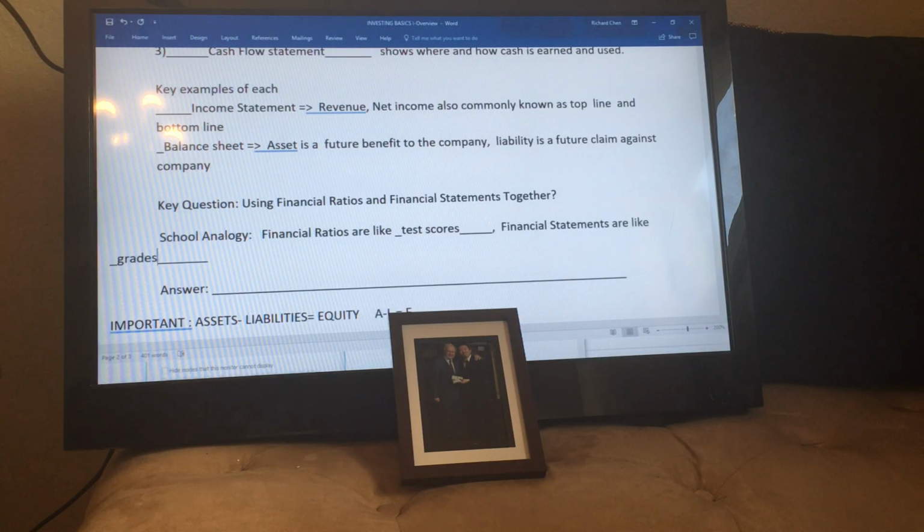So you need both, just like a company needs both. The test score is often a specific number, just like a ratio is a specific number. Financial statements, just like grades or report cards, often contain a lot more. There are numbers just like grades, but also a lot of commentary and detail, and a lot of interpretation that fills in between the lines.